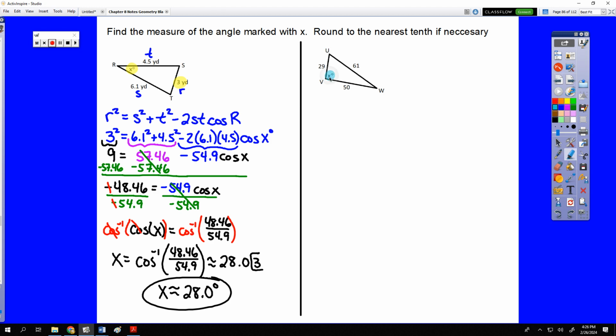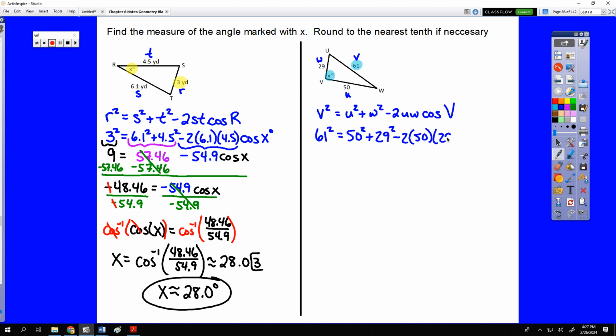We've got x is opposite 61. Again, that means that little v, little u, and little w, little v will be by itself. Hopefully by now we see where this is coming from. We're looking at 61 squared equals 50 squared plus 29 squared minus 2 times 50 times 29 times the cosine of x. Pieces of that can be fed to the calculator. 61 squared is 3,721.